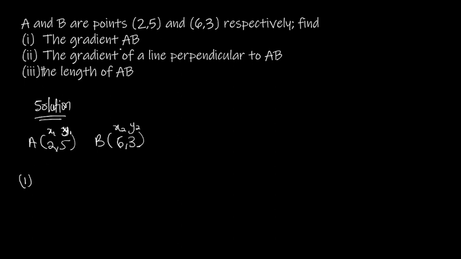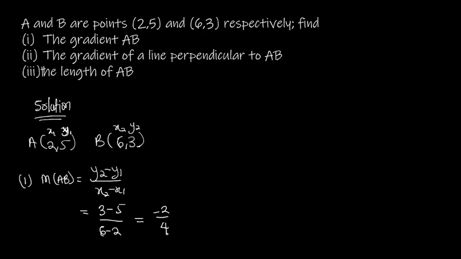My gradient, or the slope of AB, represented by m, will be equal to the change in the y-axis to the change in the x-axis. So this is equal to my y2, which is 3, minus my y1, which is 5, all over my x2, which is 6, minus x1, which is 2. So this gives me 3 minus 5 will give me a negative 2, and then 6 minus 2 will give me 4. So this is equal to negative 1 on 2 as my gradient for the line AB.